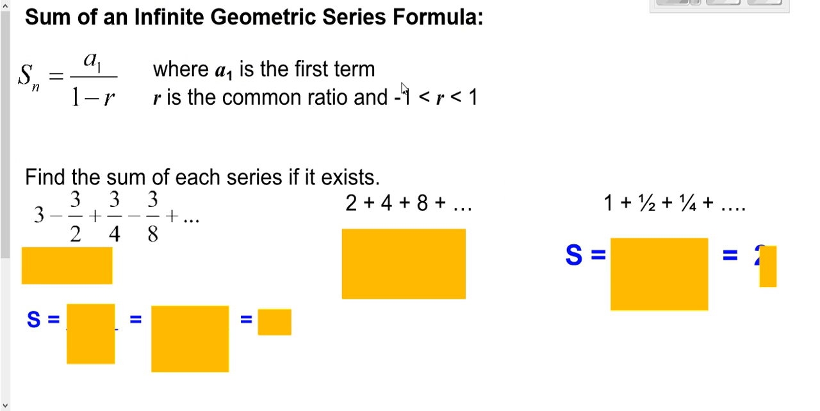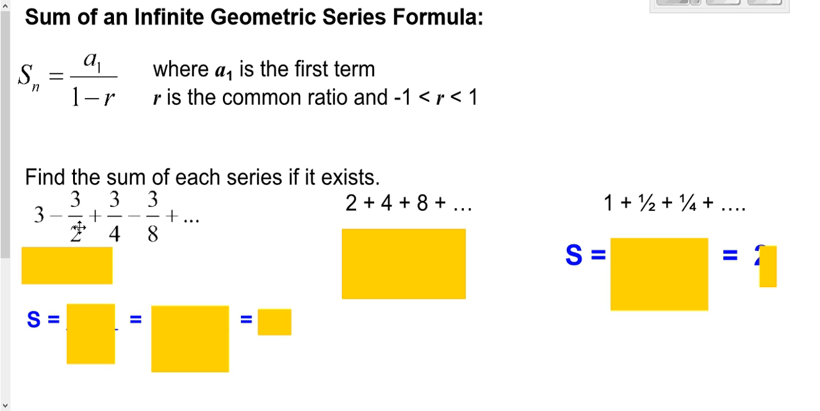So if your ratio is between 1 and -1, it has a sum. To be able to find that sum, you take your first term over 1 minus your ratio. If your ratio is not between 1 and -1, it doesn't end up having a sum.